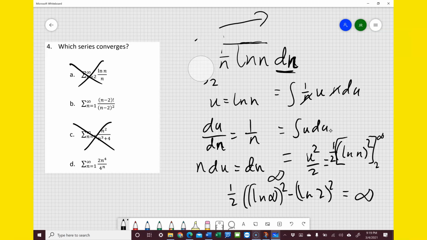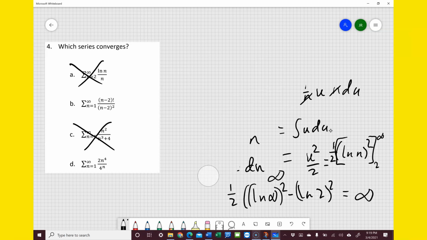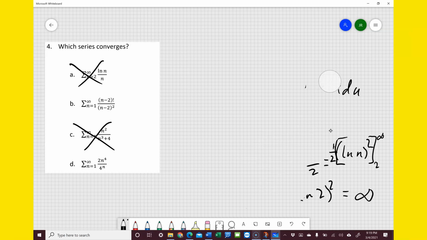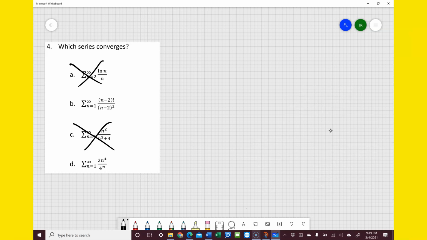Now looking at B, it's in the weird category. I'm thinking I'm probably going to use the ratio test when factorials and powers or exponentials are all involved. So let me try the ratio test on that one. Remember, the ratio test is A of n plus 1 over A of n, and we compare that to 1. If it's less than 1, it converges. If it's greater than 1, it diverges. If it's equal to 1, it is inconclusive.